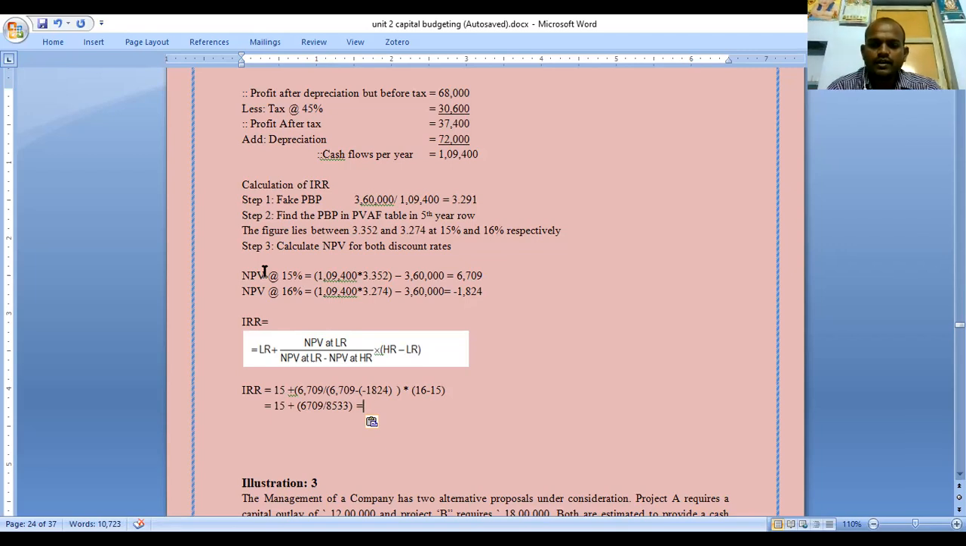So 6,709 divided by 8,533. So the difference between 16 and 15 is 1 into 1. So nothing. The result will be 15 plus 0.78786. So IRR is 15.786 percentage. So at this IRR, NPV is 0.